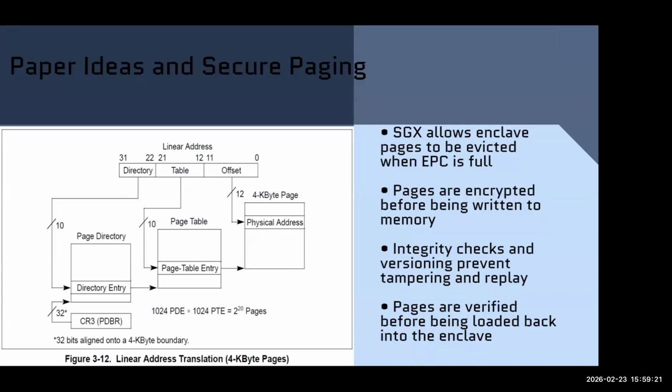All right. Another key issue is replay attacks. Without version tracking, an attacker could replace a page with an older valid copy. Even though the data would still be encrypted and pass integrity checks, it would not reflect the most recent state. Version numbers ensure that only the newest version of a page is accepted when it is loaded back. This combination of encryption, integrity, and version protection allows SGX to safely use untrusted memory while still maintaining strong security guarantees.